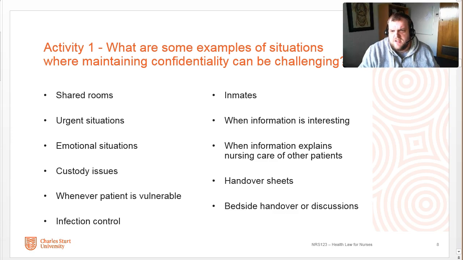Some examples of situations, you'll have your own. There's not a specific list of this; I've just written in some suggestions of where I found it hard to maintain confidentiality. You might have your own specific examples. I've put in shared rooms, so four beds in one room, or two beds. Urgent situations can also make it more difficult to maintain confidentiality when things get emotional, like end-of-life care.